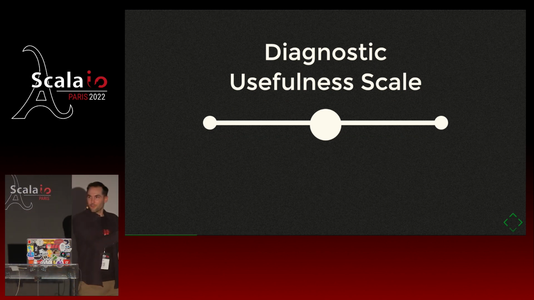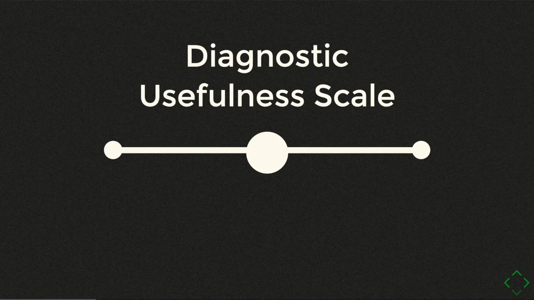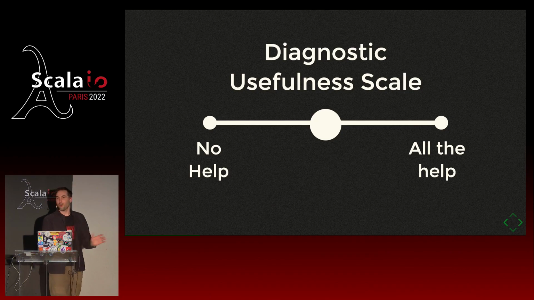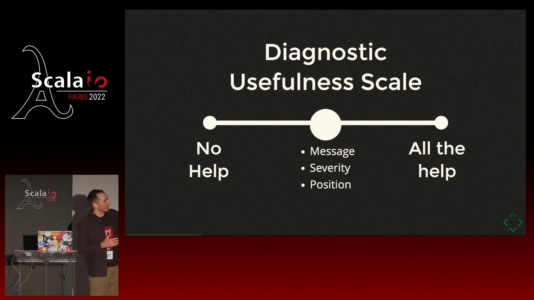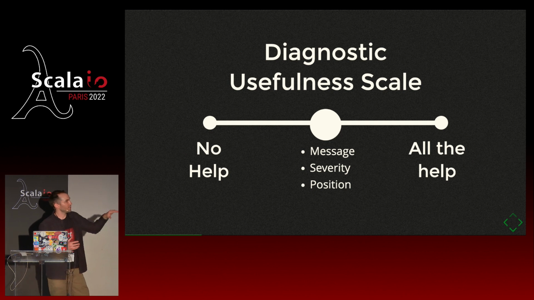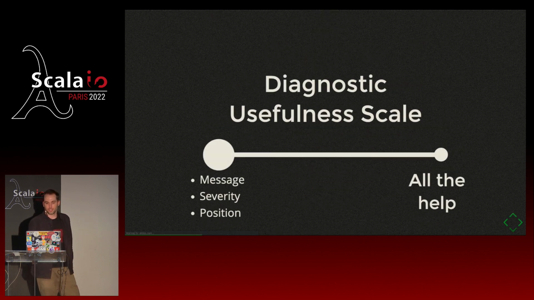So based off of what I just covered, I created what I call the Diagnostic Usefulness Scale. On the far left-hand side, we have no help. Doesn't help you at all. On the right-hand side, we have all of the help. But in reality, the left-hand side is not really actually diagnostics at all. And in the middle is what I just showed you, right? The core parts of a diagnostic. We have a message, a severity level, and a position in your code where it is. But again, the left-hand side is not really practical, so let's throw it away.